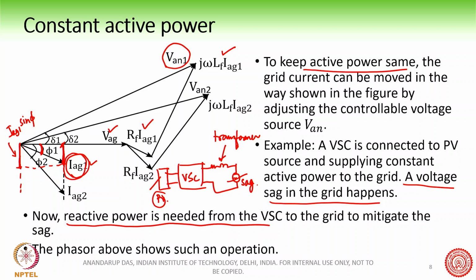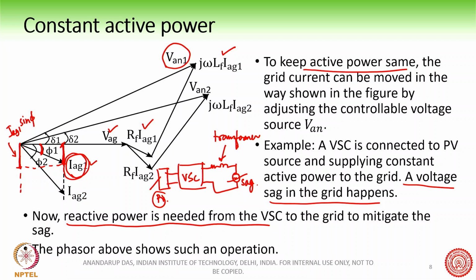Now we need more reactive power from the VSC, and we have to inject it into the grid because the grid requires this reactive power to mitigate the sag. So what do we do now? Remember, we don't want the active power to change.